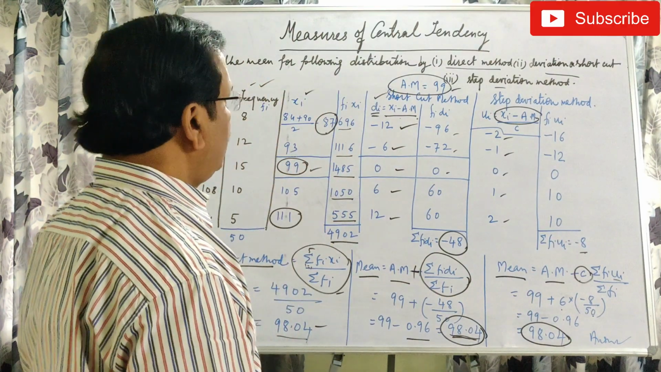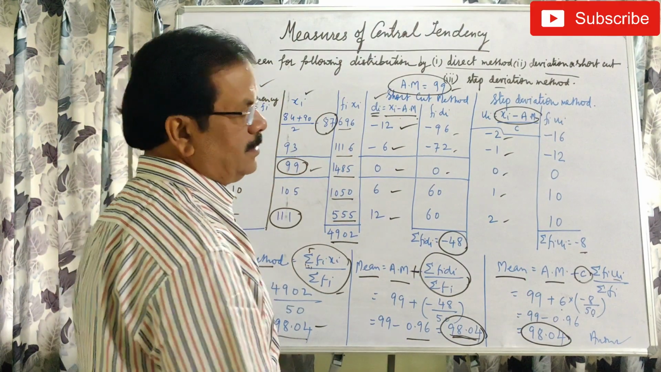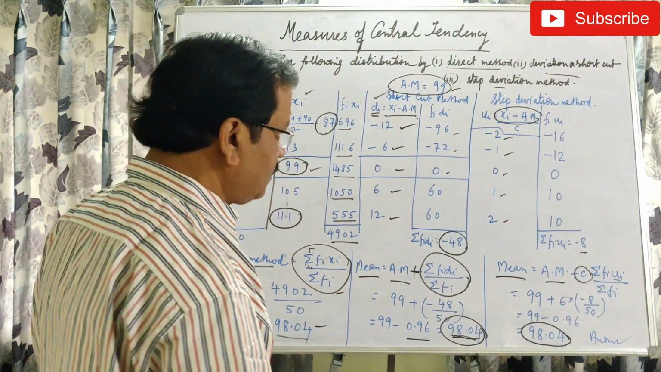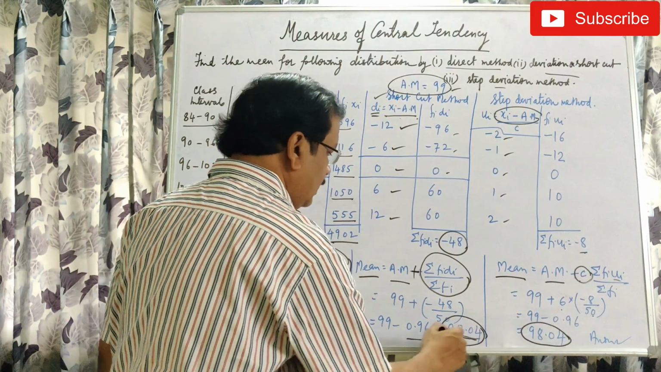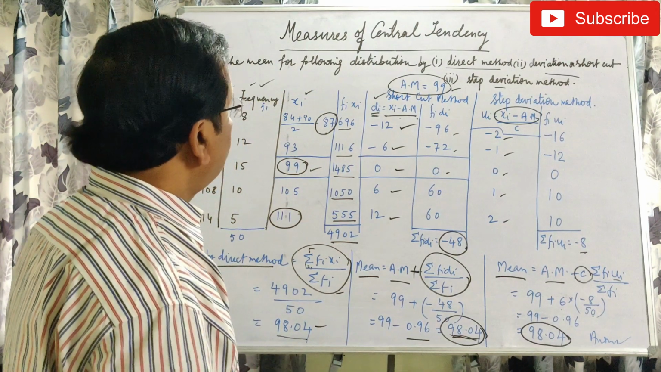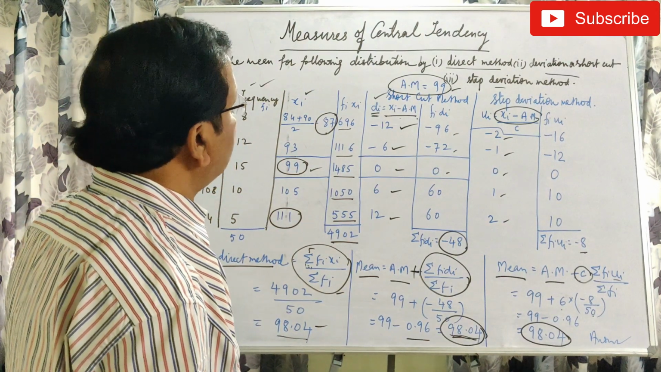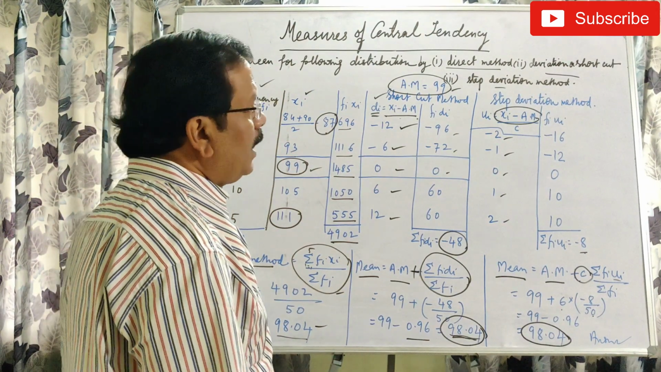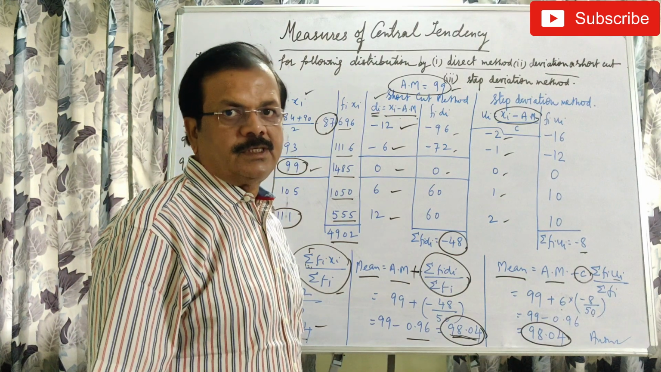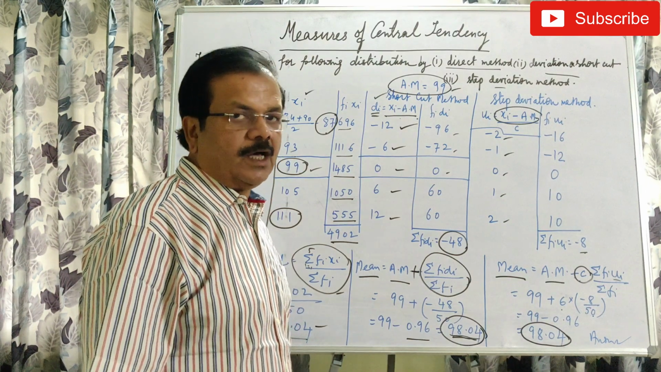You can see that by all the methods we are getting 98.04. This is all about these three methods. Now you can use whichever method is asked according to the question. Now next question.